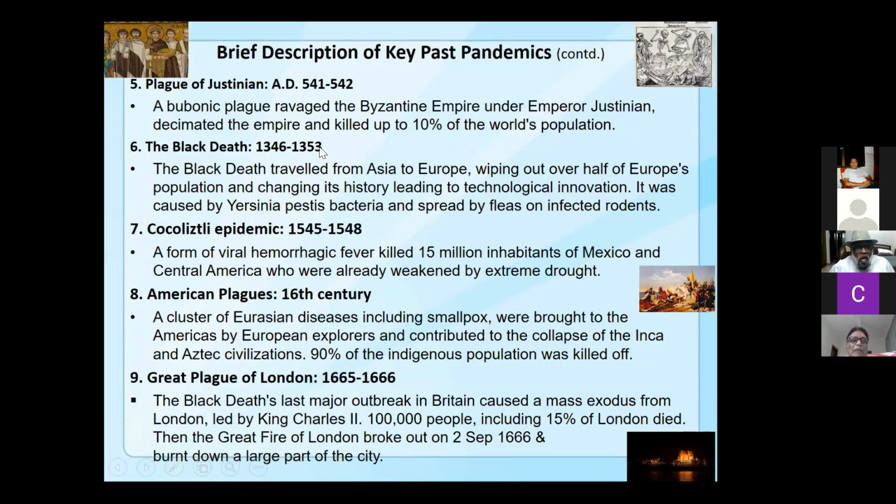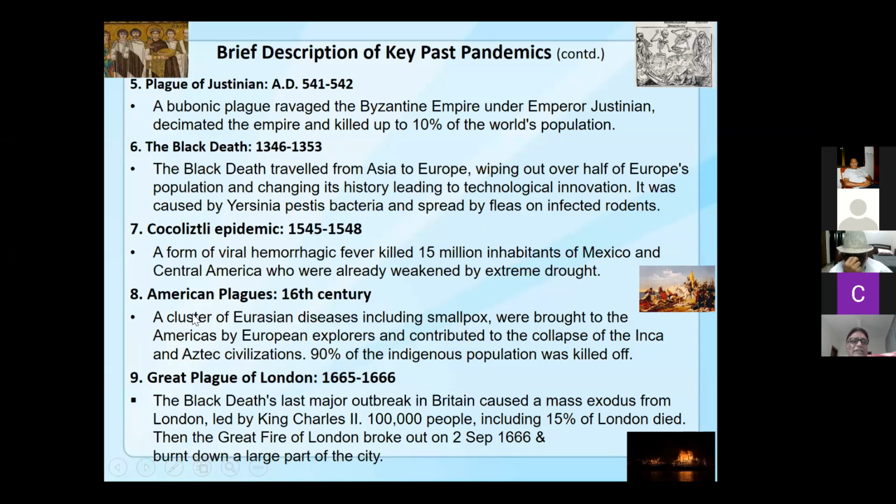Then we have the Black Death, which occurred in 1346-1353. The Black Death actually traveled from Asia to Europe. It wiped out over half of Europe's population, changing its history, leading to technological innovation. It was caused by what's called Yersinia pestis bacteria, and it was spread by fleas on infected rats.